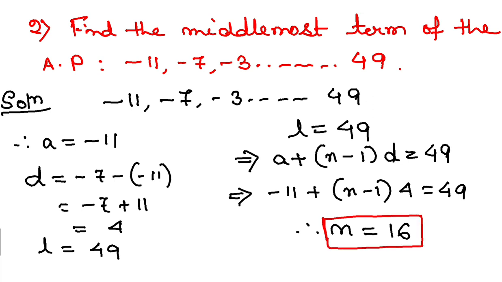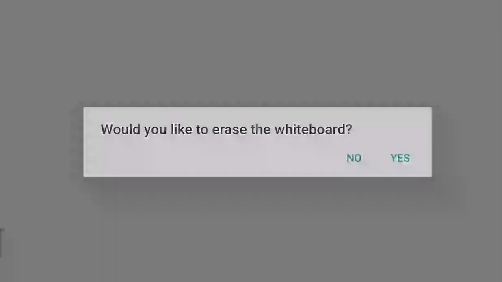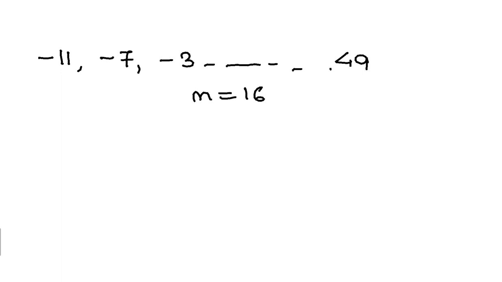Okay, so my n is 16. Now what is the meaning of n is equal to 16? That means in this AP minus 11, minus 7, minus 3, ..., 49, n is equal to 16 means there are 16 terms, isn't it?